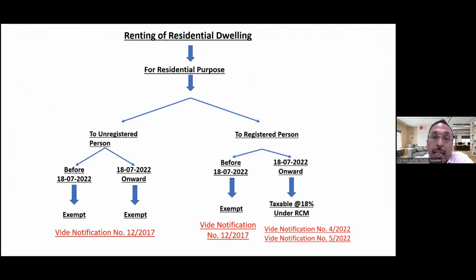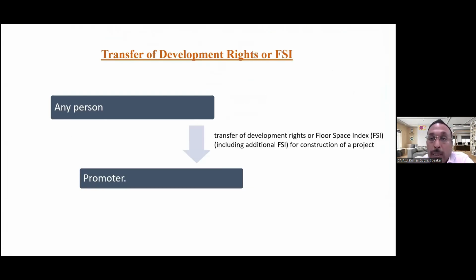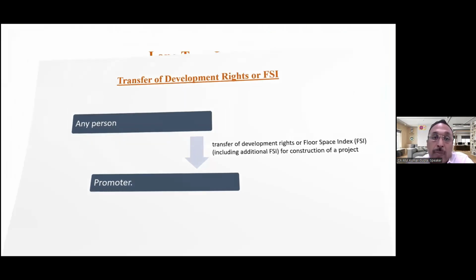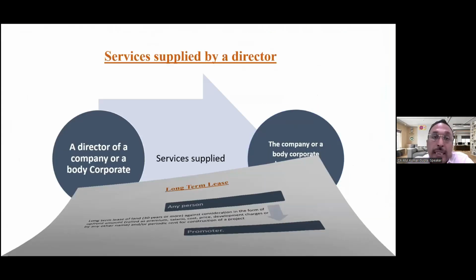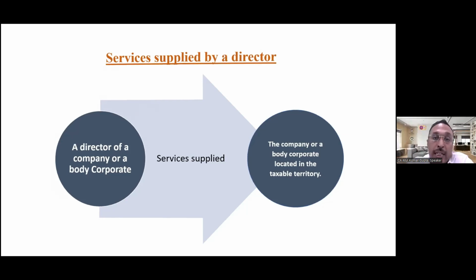Likewise, my dear friends, there are many other services before you. For example, the transfer of development rights in case of a builder, the long-term lease, and services supplied by an independent director. The independent director takes a sitting fee. Now, who will pay the tax? In case of sitting fees, it is the company paying the sitting fees that has to pay the GST under the reverse charge mechanism. So, this is all there is in the reverse charge mechanism.